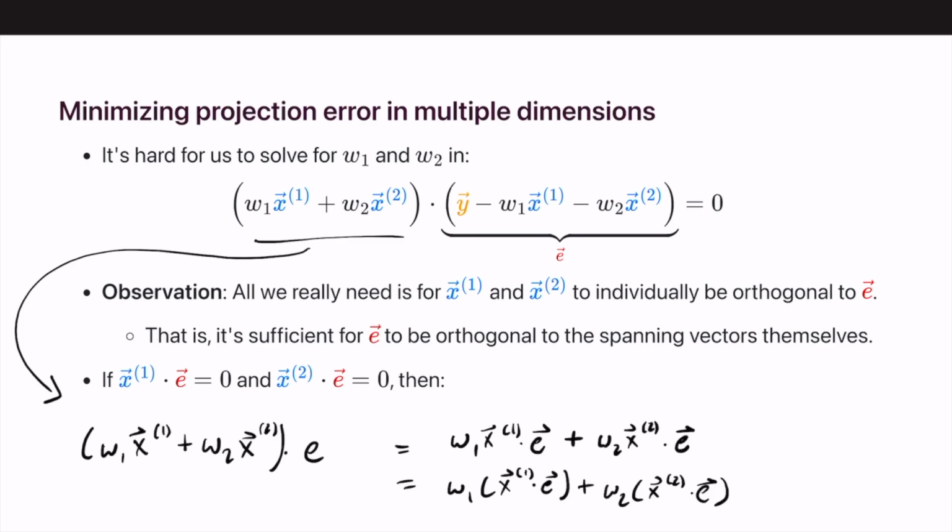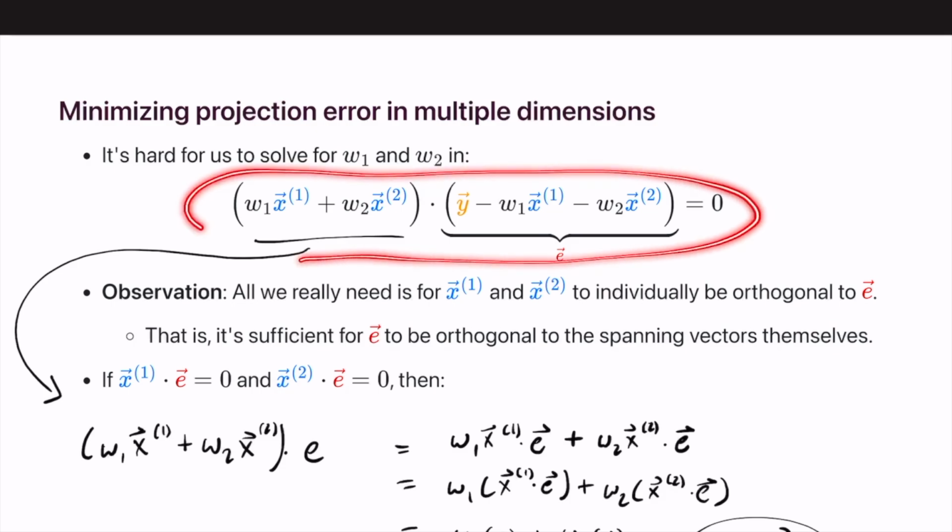Okay. Now we have something that's familiar to us. We have x1 times e and x2 times e, and we know that x1 times e and x2 times e both should equal 0 if they're orthogonal. We see that right here. So we can just reduce those to being 0. So this would just be w1 times 0 plus w2 times 0, which of course is just 0.